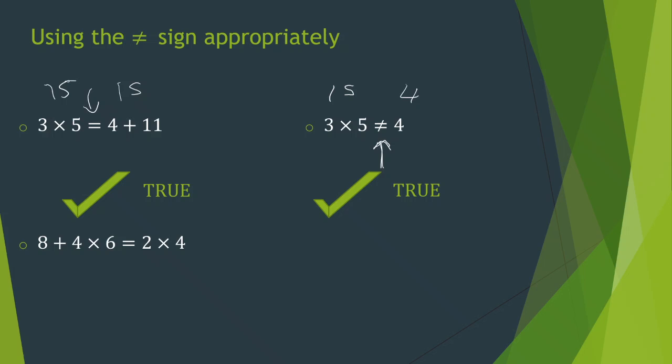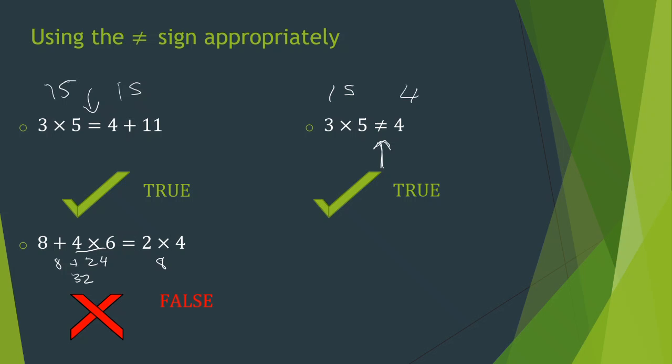Here we have a few more things. Do a bit of BODMAS. This gives us 24 plus 8. This gives us 32 altogether. And here we have 2 times 4, which is 8. My left-hand side is 32. My right-hand side is 8. That makes this a false statement because they are not equal.